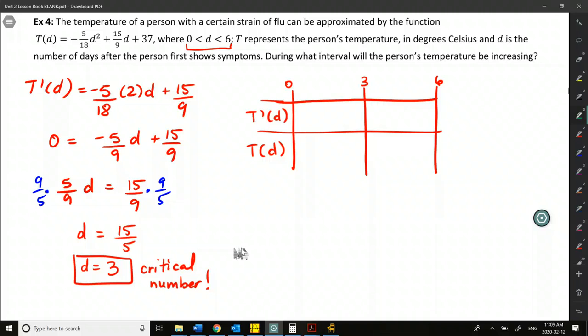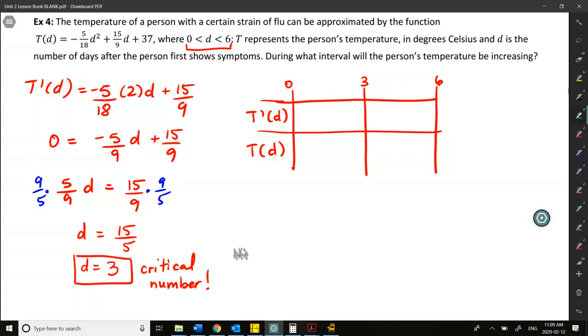Kaylee? Why don't you put negative infinity? Well, I can't really go into the negatives for days, and we're only going up to day 6. That's what this question is telling us, so it goes from 0 to 6 only. Okay, this person probably doesn't have the flu forever, hopefully, right? So we don't really want to go to infinity.